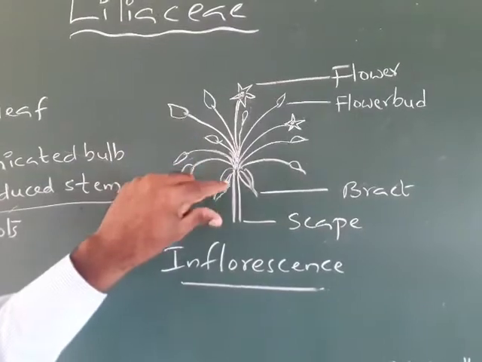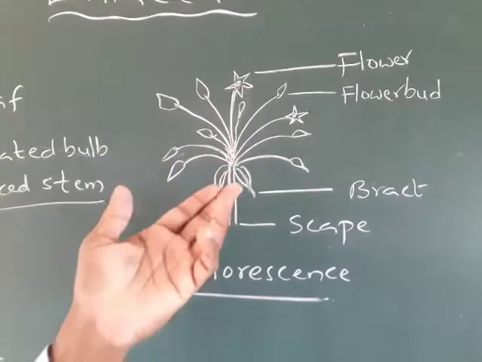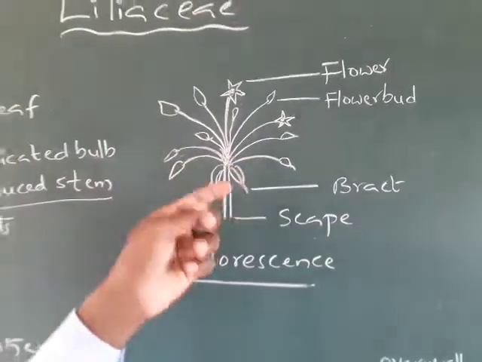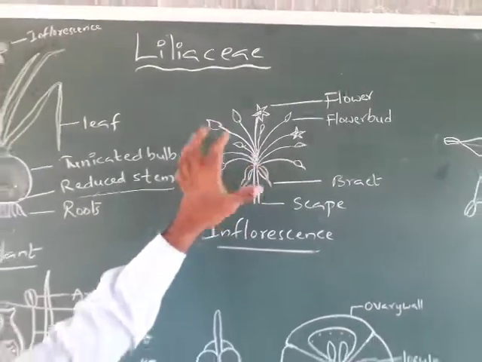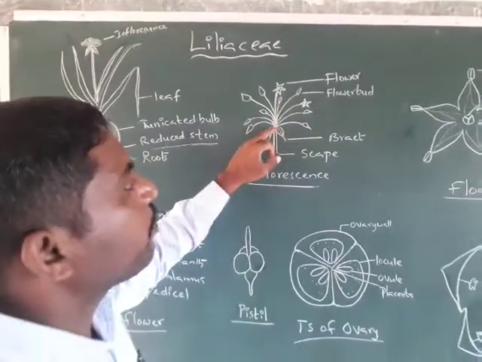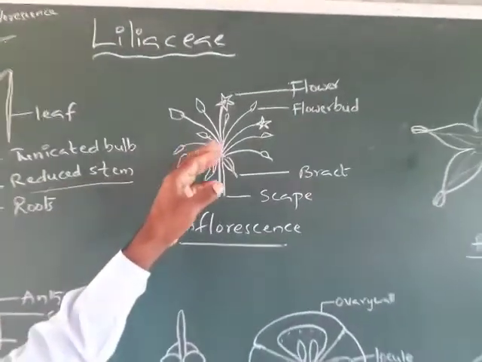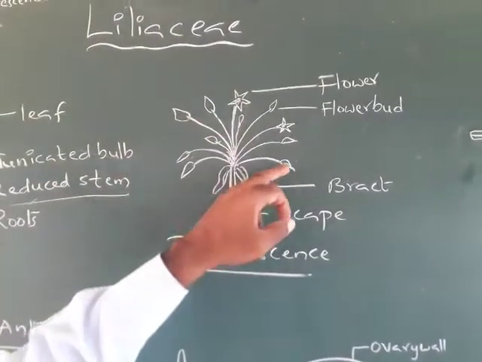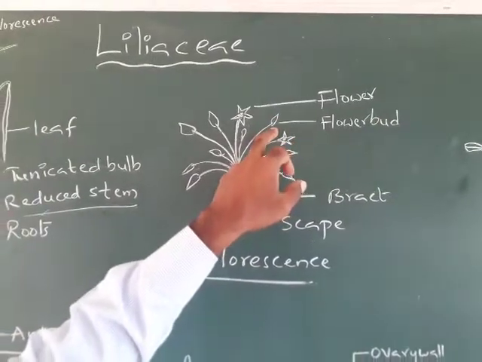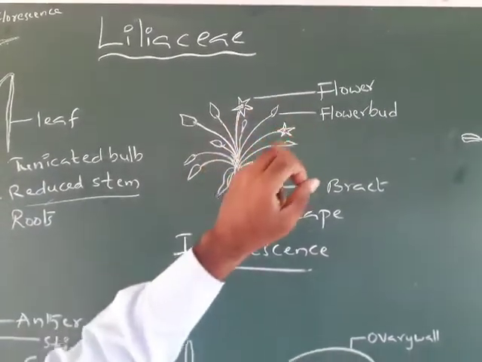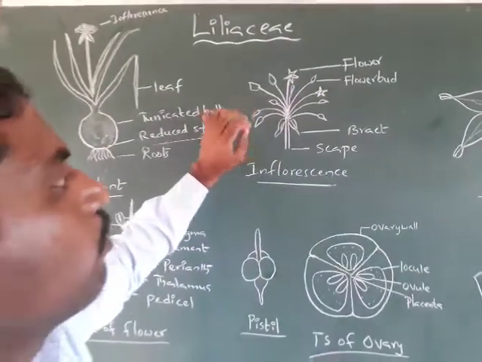In this inflorescence, all the flowers arise from a single point. This is called the umbel type inflorescence. See here, these are the flower buds, some are the flowers. Here is the flower bud, here it is the flower. Here it is the umbel type inflorescence.